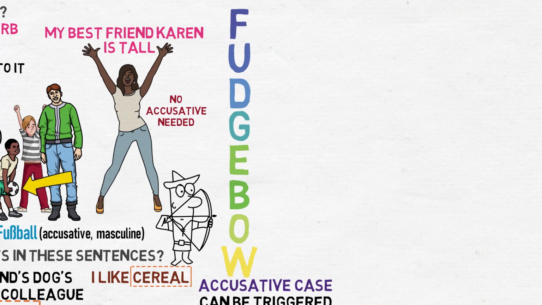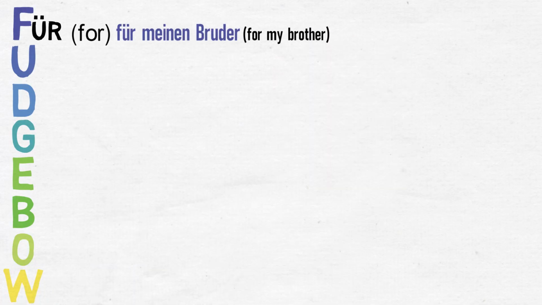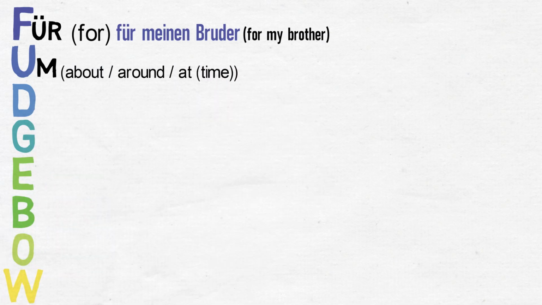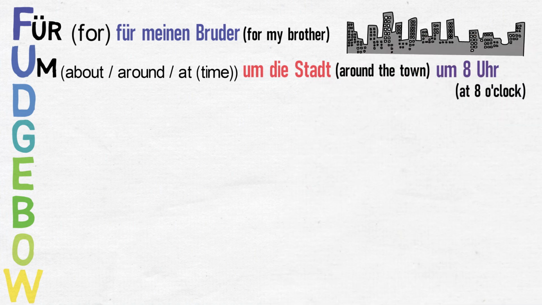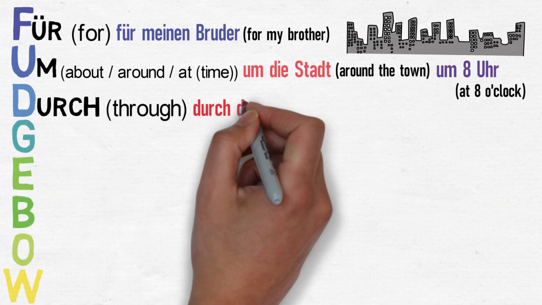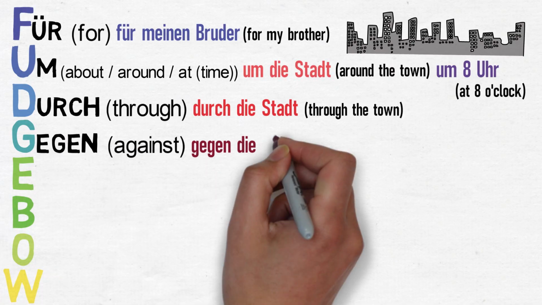Fudgebow stands for für, which means for, for example, für meinen Bruder, for my brother, um, which means about, around, or at in terms of time. For example, um die Stadt, around the town, um 8 Uhr, at 8 o'clock. Durch, meaning through, for example, durch die Stadt, through the town. Gegen, meaning against, for example, gegen die Wand, against the wall.